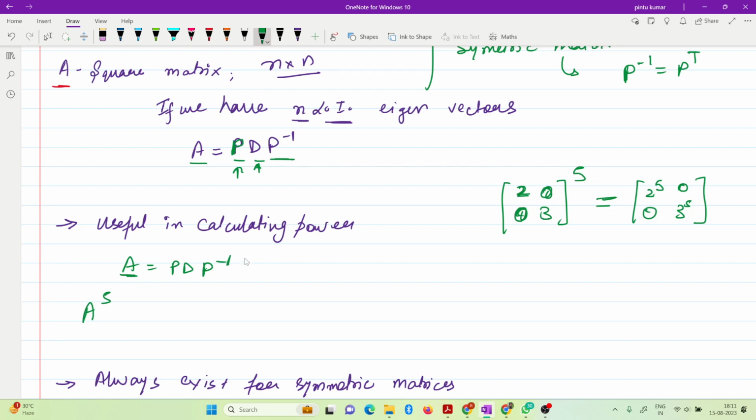Now if you look at this matrix and you are able to convert it into the form of eigen decomposition, let's say you want to multiply P D P inverse again with P D P inverse, so it is 5 times, so this is P D P inverse, P D P inverse.